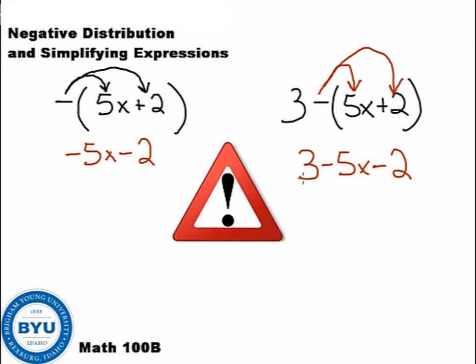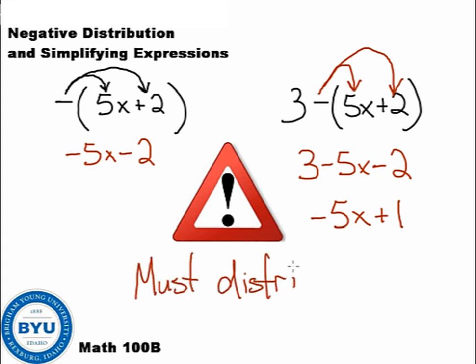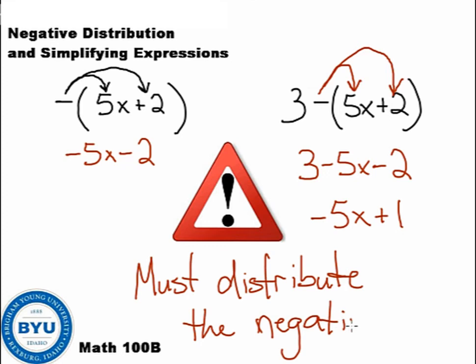And so then we can combine like terms. There's nothing to combine with the x's, so we just write those there. And then we have 3 minus 2, well, that's 1. So please realize you must distribute the negative. Okay, the negative goes to everything inside the parenthesis. Everything inside. Then you can simplify.